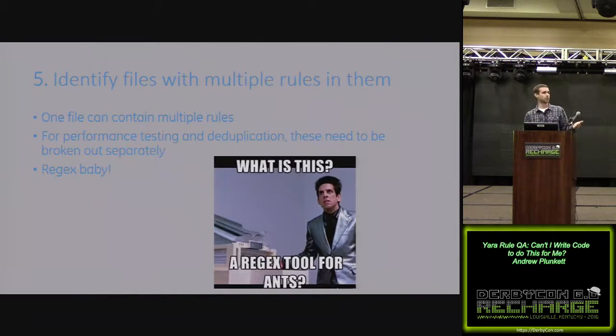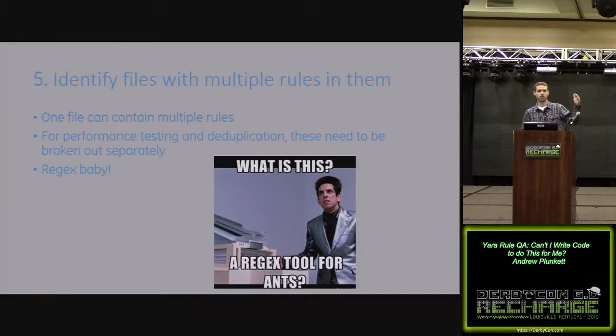So this was actually one of the hardest parts of it all: a rule file can have multiple rules in it. And for performance testing, you really need to break out each one of those rules separately. You need to take that rule file that has multiple rules in it, rip out each rule separately, and put it in its own file so that you can do performance testing based on each individual rule.